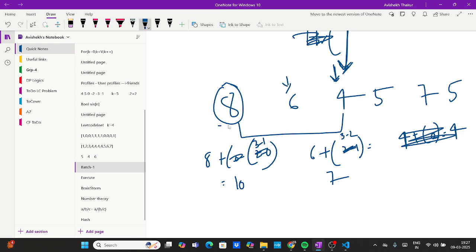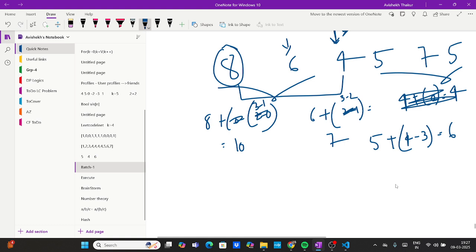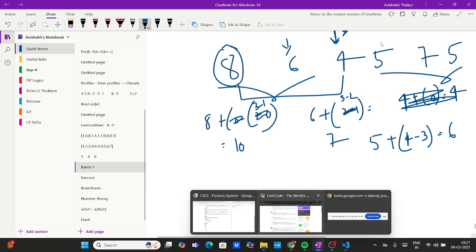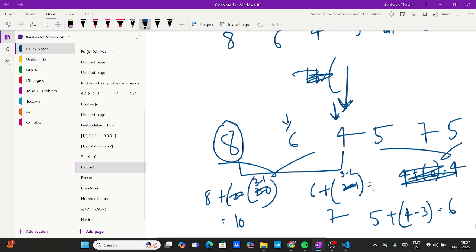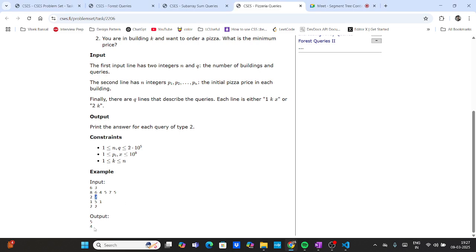You need to obviously bring it from either here or here. So for this it will be nothing but 5 plus 4 minus 2, 4 minus 3. So 10, 7, 6, this should be the answer, right? Probably. Why is the answer given as 5?